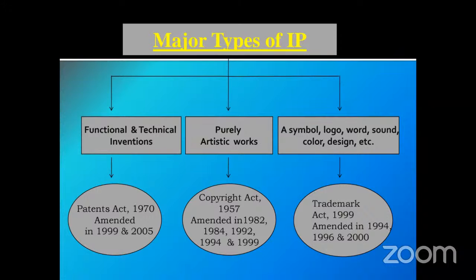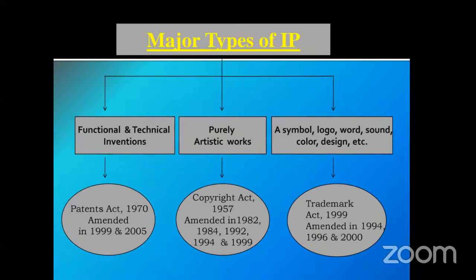The Patent Act came in the year 1970. The Copyright Act came in the year 1957, which deals with various artistic works. Whereas a symbol, a logo, a word, any sound, a color, a design comes under the Trademark Act 1999. You should remember the year and the act, and what type of intellectual property it covers. Artistic works are covered by the Copyright Act. A symbol, a logo, a word, a sound can be covered under the Trademark Act.